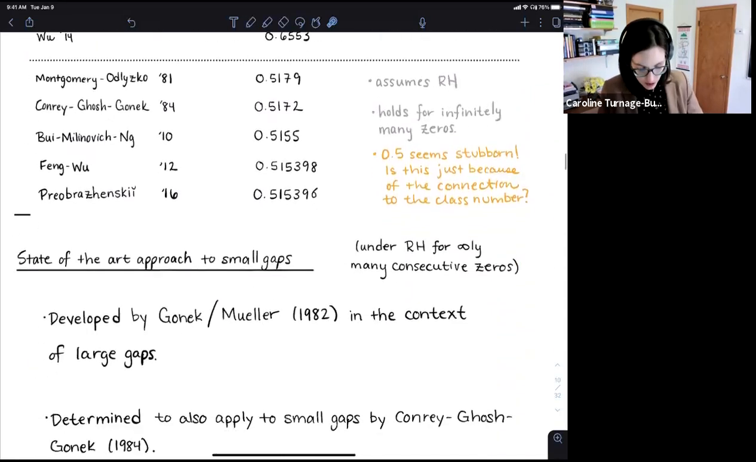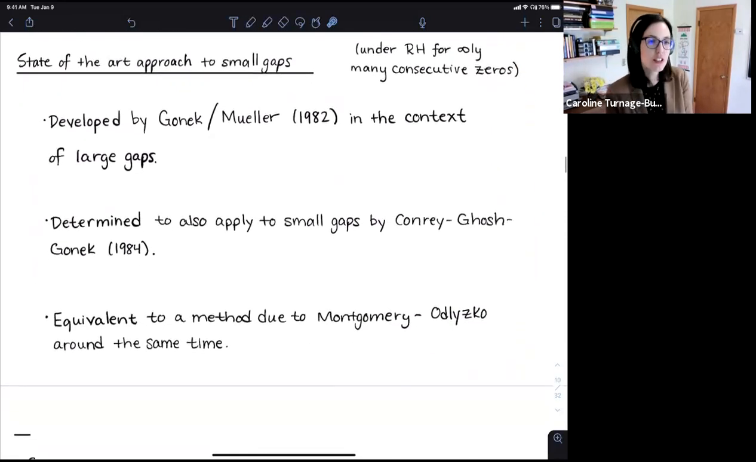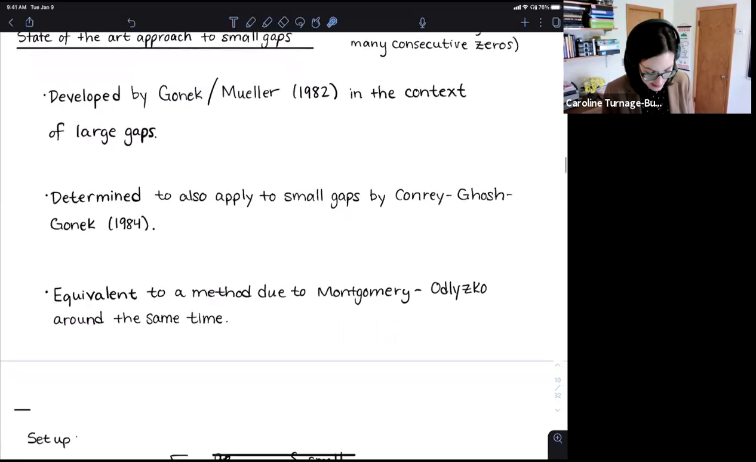Okay, so this approach to small gaps was originally developed by Julia Mueller, who used it in the context of large gaps. Later, just a couple of years later, it was determined that it could also be applied to small gaps. And it's equivalent to a more complicated method due to Montgomery from just a couple of years earlier. This is all going on around the same time in the early 80s.